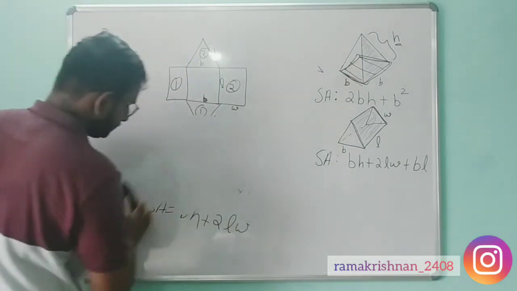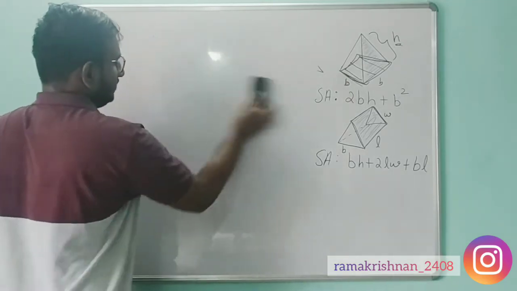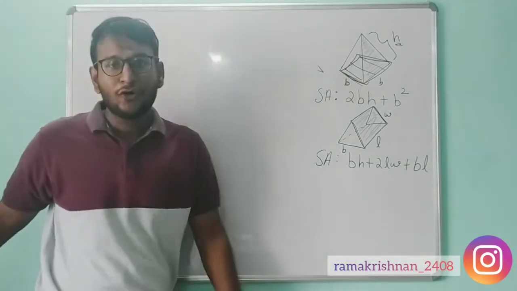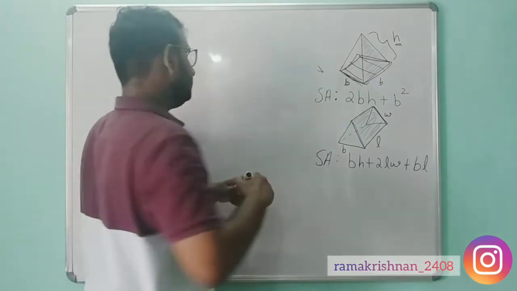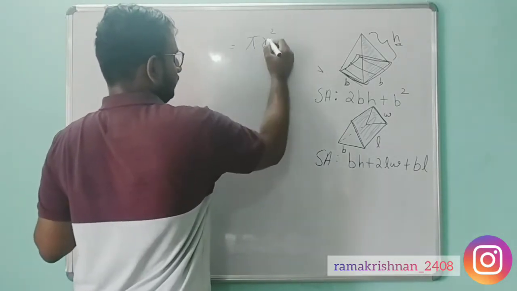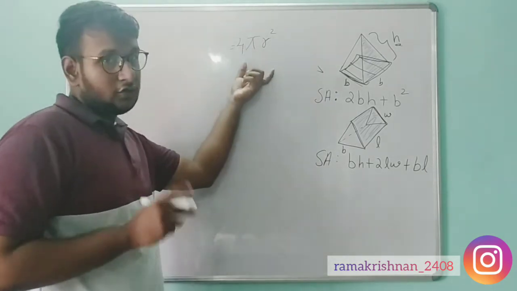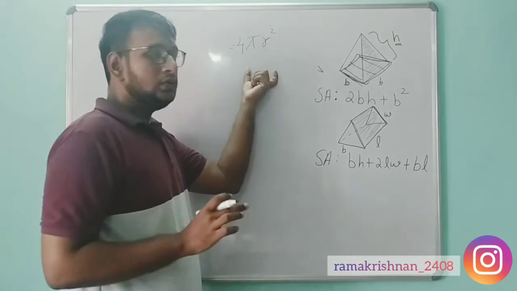The surface area of a sphere is 4 pi r square. This is an easy formula to memorize, but a tough formula to derive.